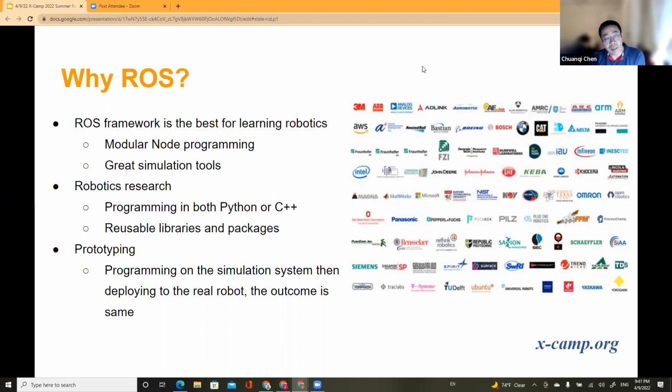speed up your prototyping. Then the most popular programming languages in ROS right now are Python and C++. There are also JavaScript and Java supported, but the most popular are Python and C++. There are a lot of reusable libraries and packages so that you can build a very fancy system, but with simple libraries and packages from the ROS community. Next slide.